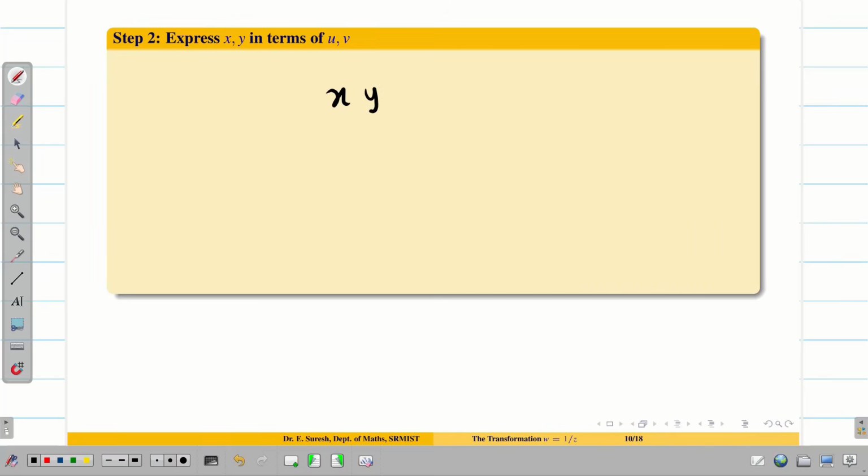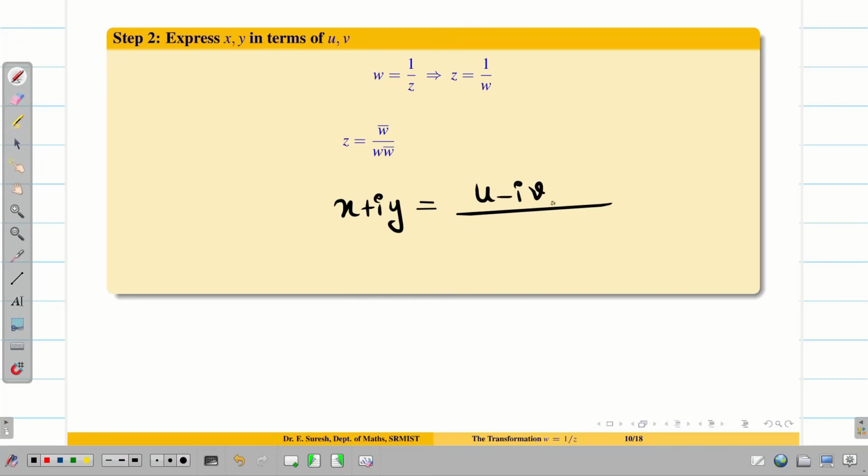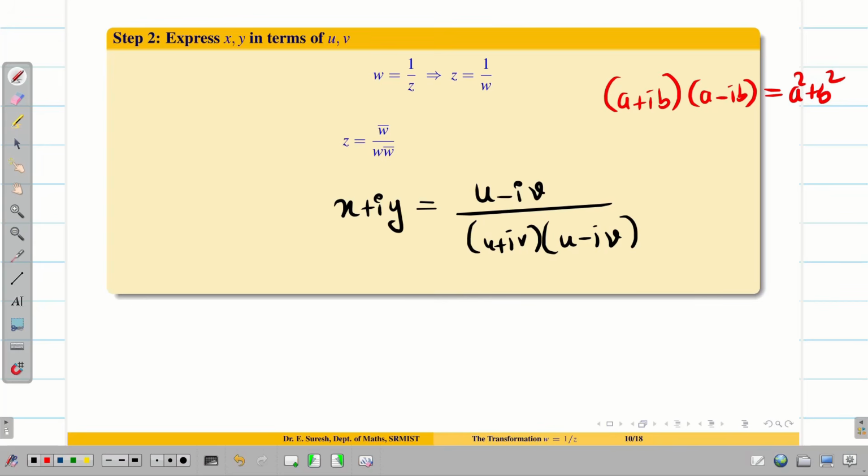Next, we have to express this X and Y in terms of U and V. So we take W is equal to 1 by Z as Z equal to 1 by W, and we multiply and divide by the conjugate of W, and substituting the value of Z as well as W and W bar, we get X plus IY is equal to U minus IV divided by U plus IV into U minus IV. And it is very obvious, we know that A plus IB into A minus IB is A square plus B square. So this can be rewritten as U minus IV divided by U square plus V square.